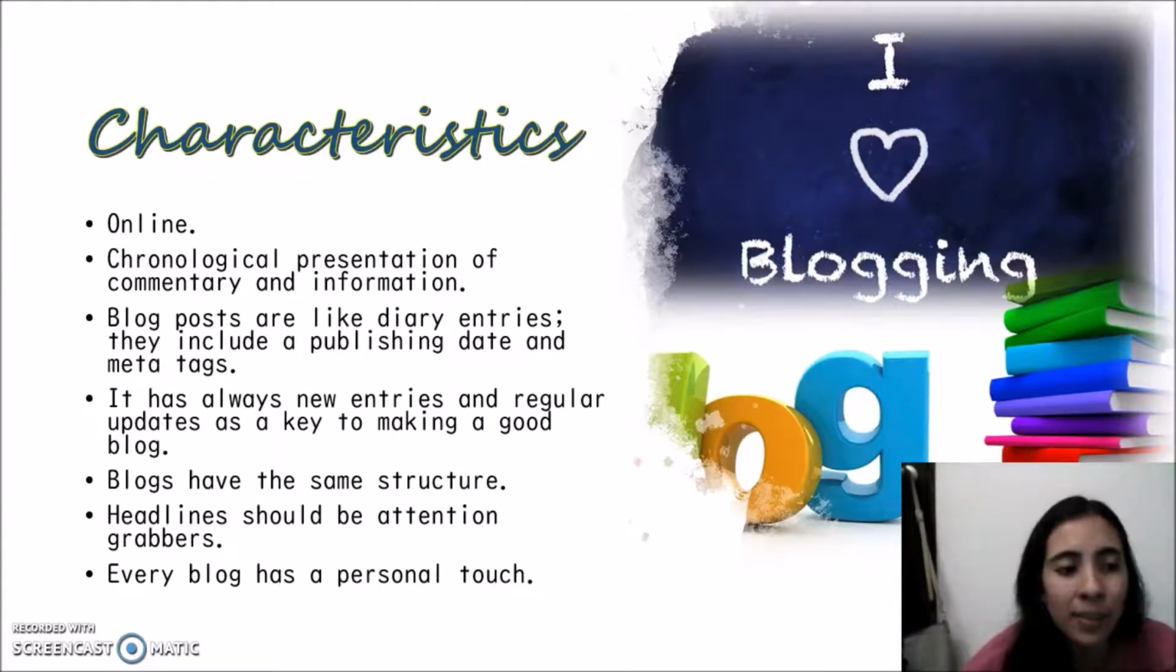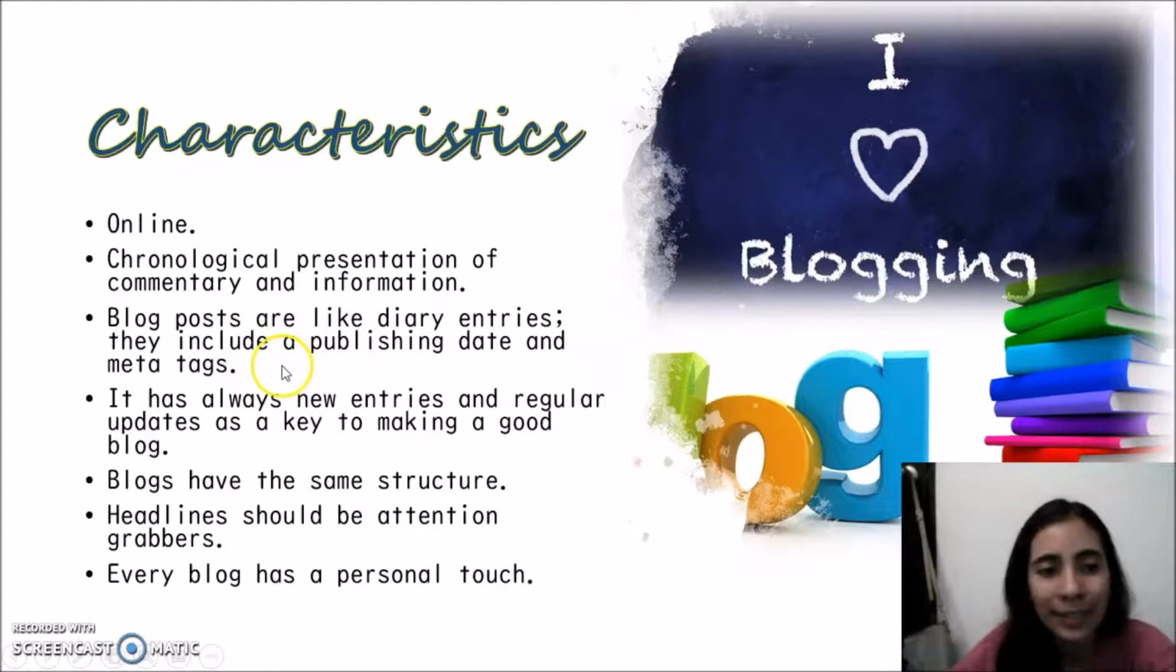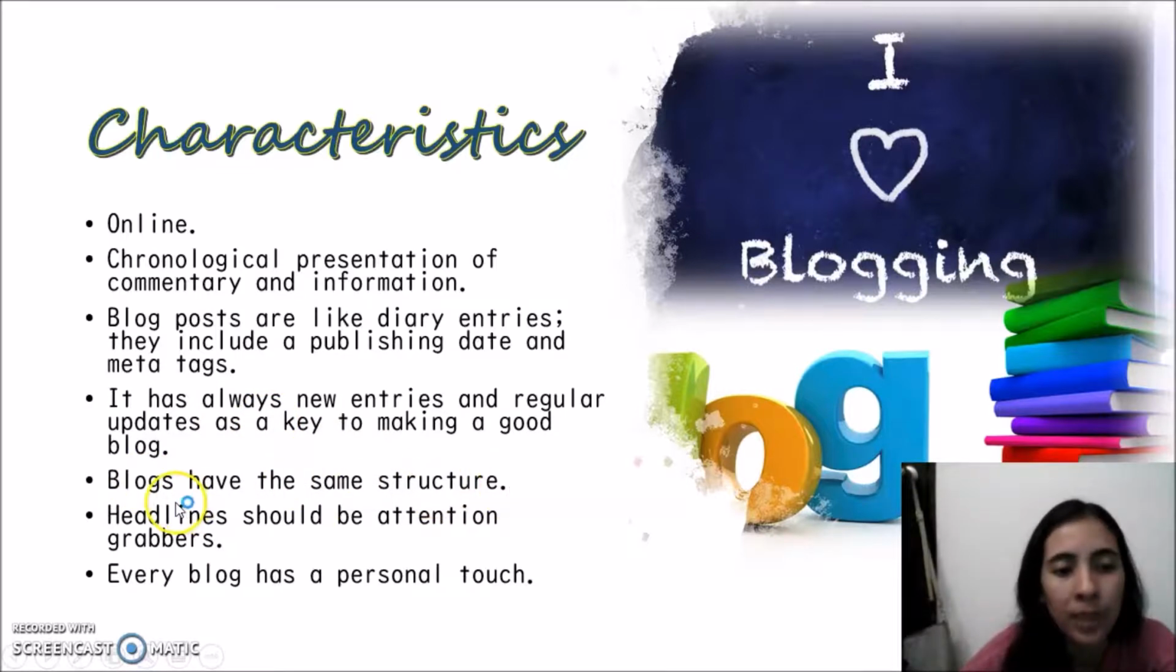Characteristics. The main characteristic of a blog is that it is online, with a chronological presentation of commentary and information. Blog posts are like diary entries that include a publishing date and meta tags. It has always new entries and regular updates, which are key to making a good blog. Blogs have the same structure, headlines should be attention grabbers, and a final characteristic is that the organization of the posts is through keywords and categories. Usually the date is highlighted, and every blog has a personal touch.